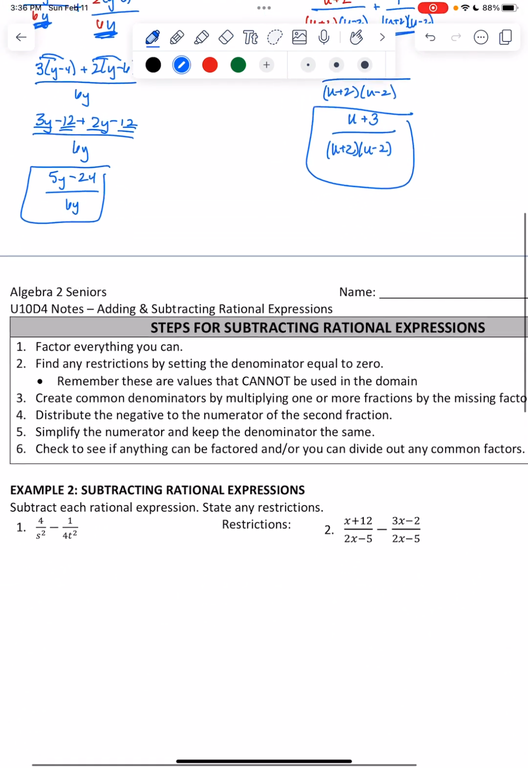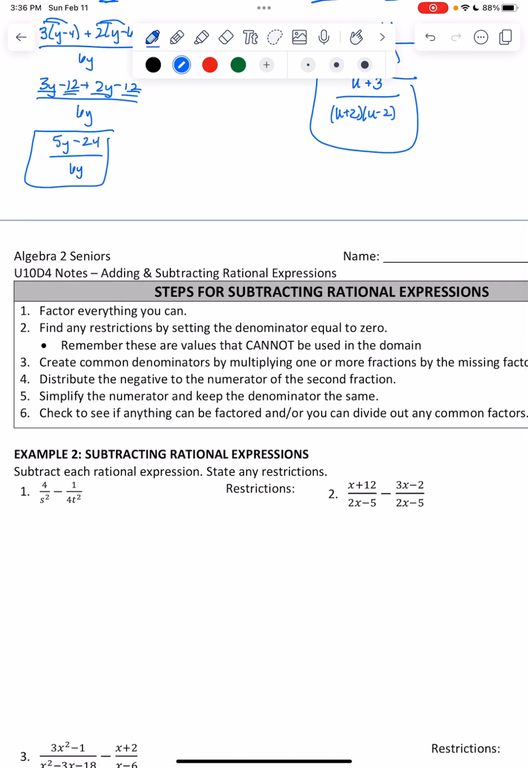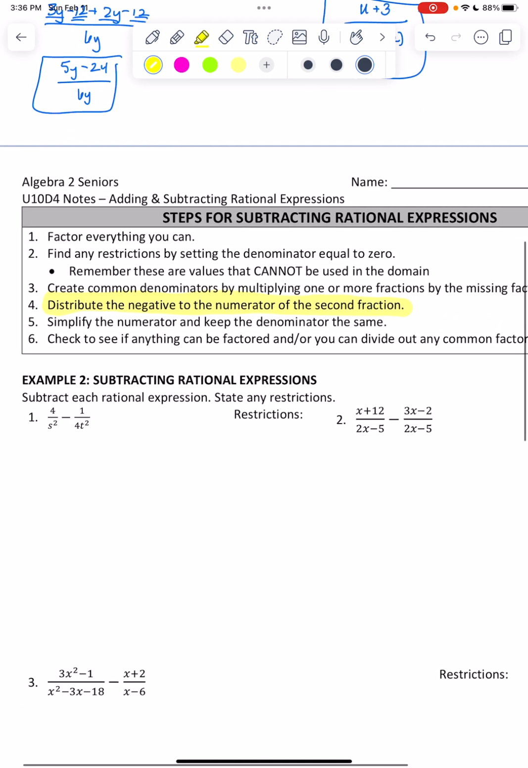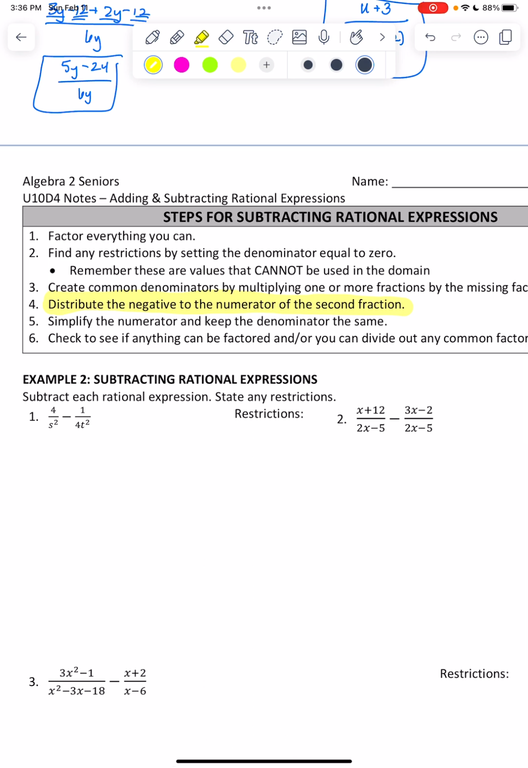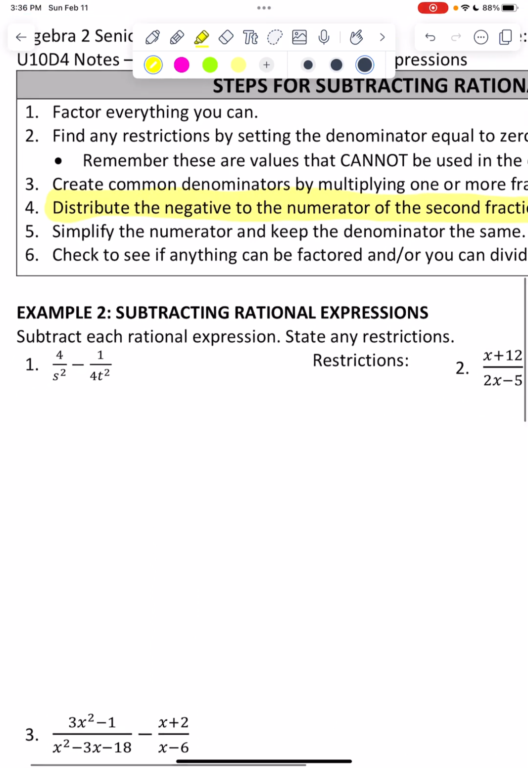Subtraction is going to be very similar. Still have to have a common denominator. The only extra thing is when we subtract, we've got to distribute that subtraction sign, or that negative, to that second fraction, okay? Still need common denominators, all that stuff. So if we look at these, subtract, state any restrictions. So nothing to factor. If we look, we've got variables down here. So for restrictions, we've got to say s squared cannot be 0, and 4t squared cannot be 0.